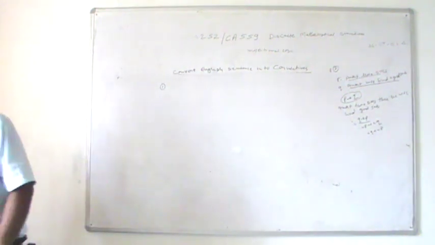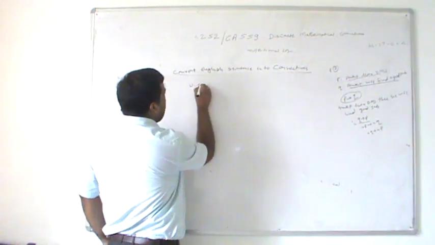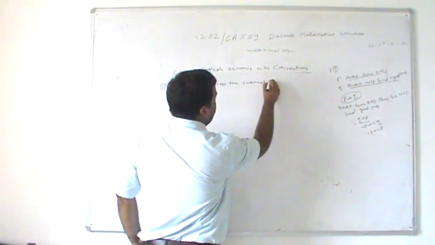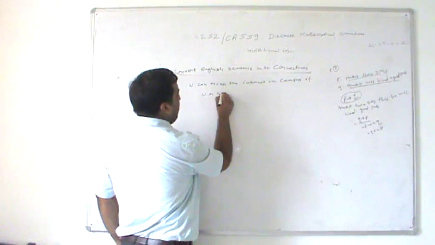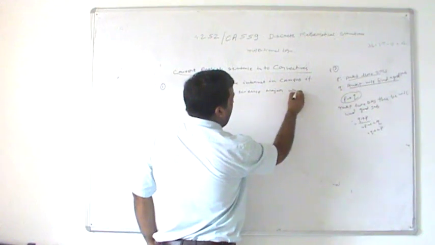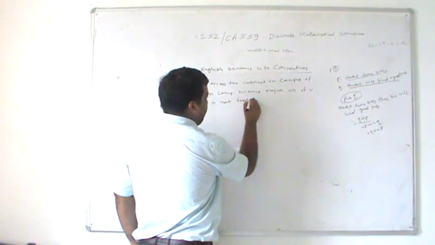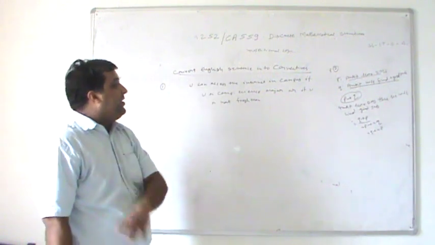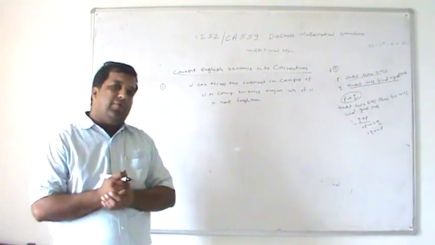The example is, you can access the internet from the campus. The English sentence is, you can access the internet in campus if you are a computer science major or if you are not a freshman. So the condition is that you can access the internet in campus if you are a computer science major or you are not a freshman. How to represent it in the form of logical connectives?